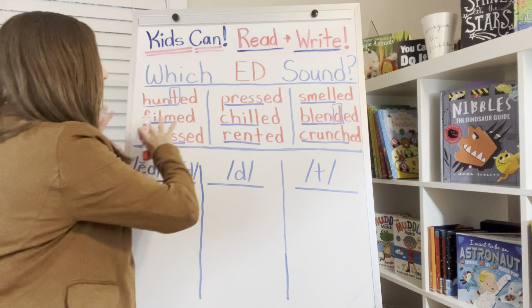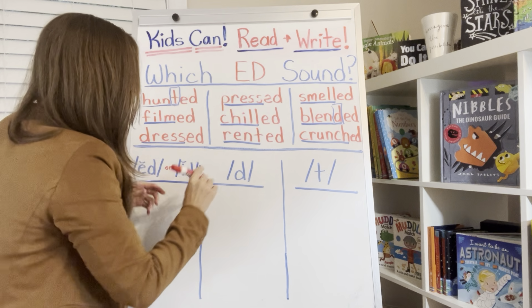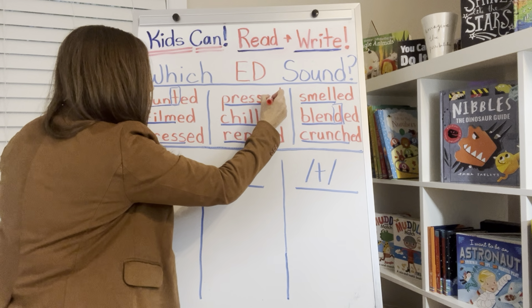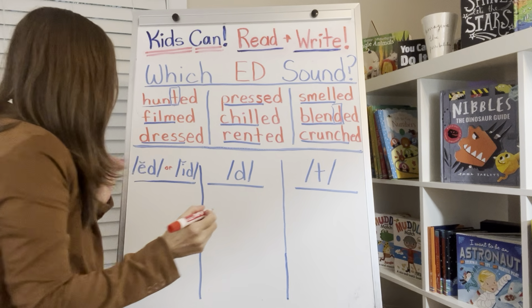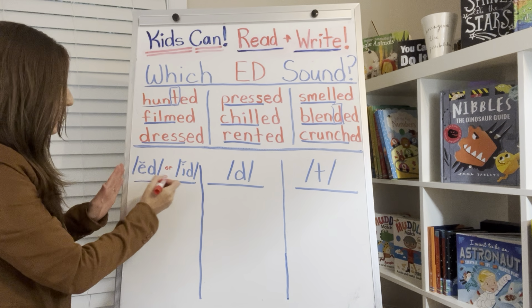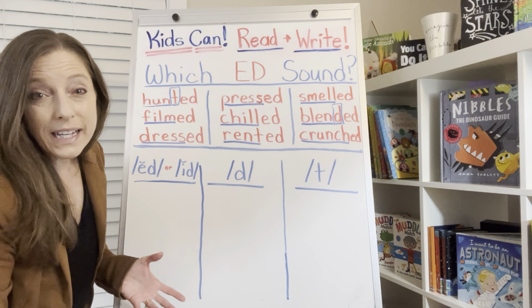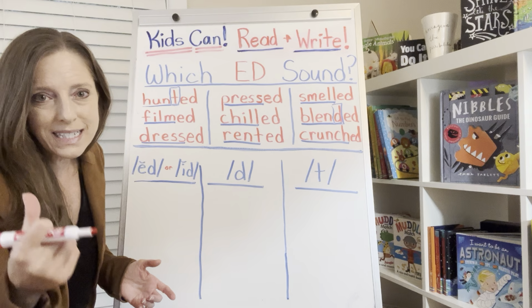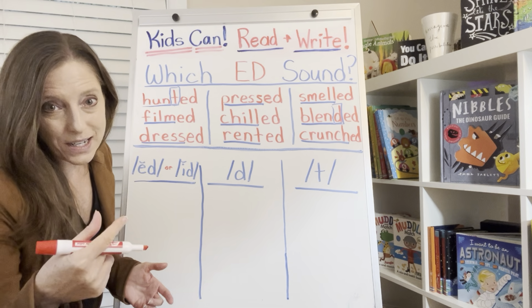But let's say your child can read all of these words, but has no idea how to classify them. So let me show you how we do that. So remember, we have 3 categories. We have the ed or id. Those are generally going to be the ones that come after a T or a D ending, because that's when we say ted or da-ed, okay?